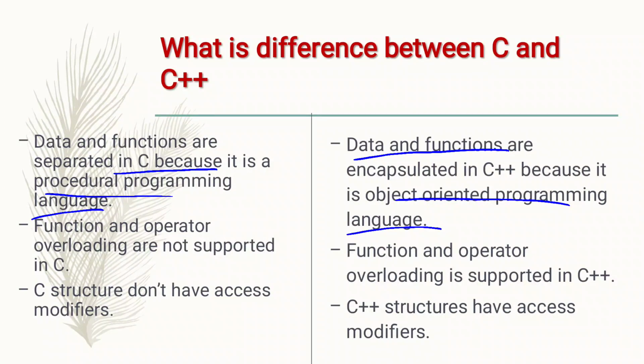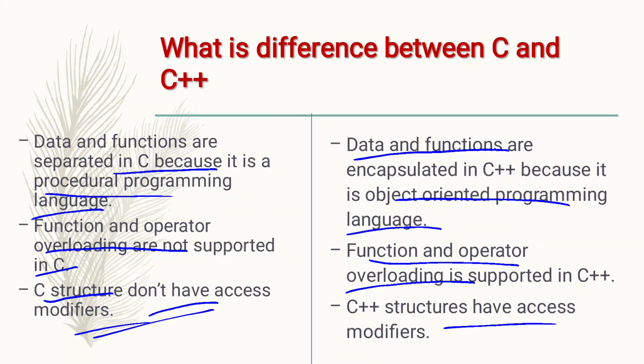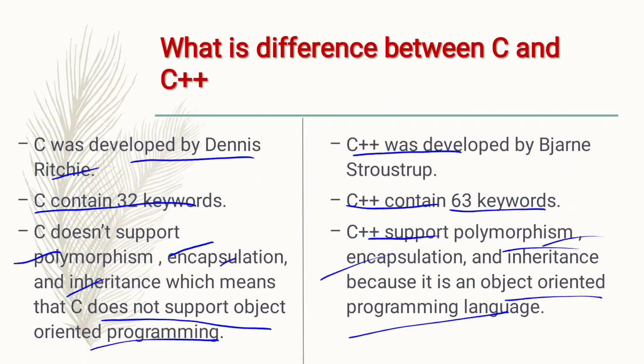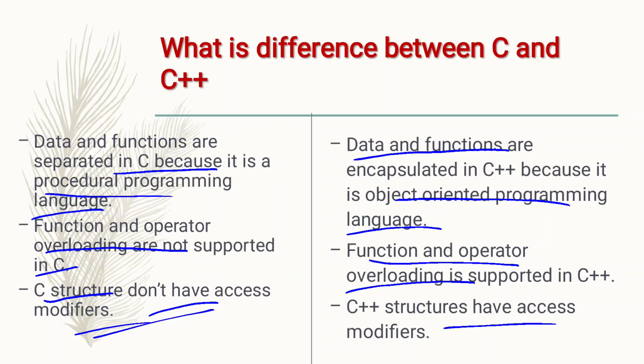Okay. Function and operator overloading are not supported in C. Function and operator overloading is supported in C++. C structures do not have access modifiers, but in C++ structures have access modifiers. Okay. So here it is possible that the person in front of you may ask you a cross question, like what is encapsulation, what is polymorphism, what is inheritance, what is function overloading, what is operator overloading. So you should also know the answer to all these questions. However, I will tell you the answers to all these questions further on.